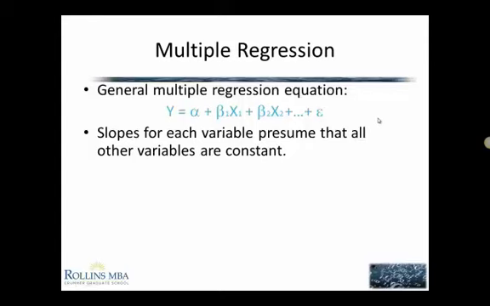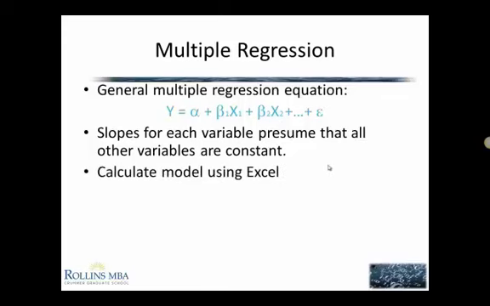And the betas here now are defined as the slopes for each variable under the assumption that all other variables are constant. So beta 2, for example, would be the increase in y for a unit increase in x2, assuming that all the other explanatory variables remain constant.